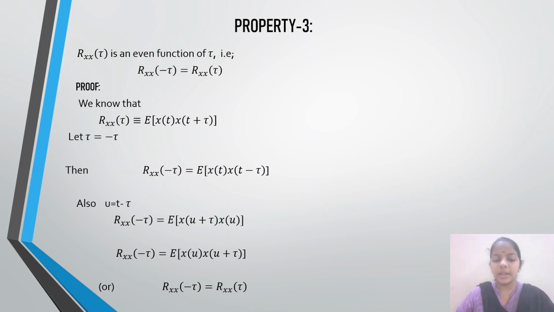And if we also assume u equal to t minus tau, and t is equal to u plus tau, then if we substitute those two values, we get Rx of minus tau is equal to expectation of x of u plus tau into x of u. Then Rx of minus tau is equal to expectation of x of u into x of u plus tau, or Rx of minus tau is equal to Rx of tau. That is property number 3.